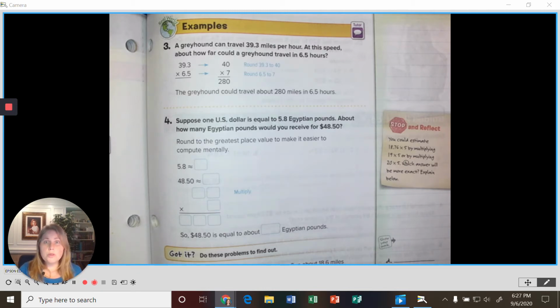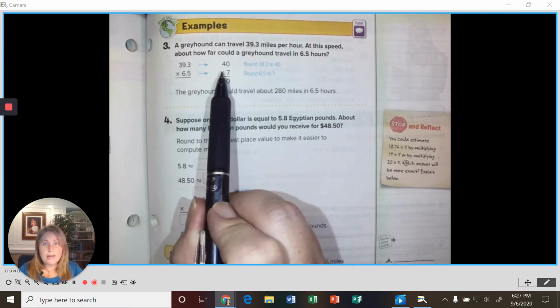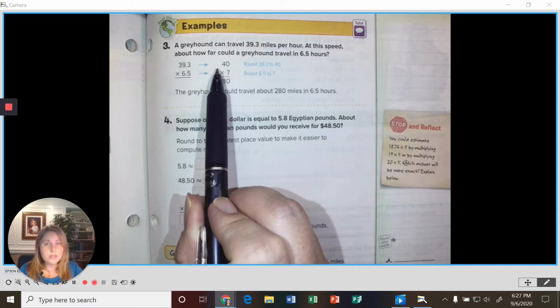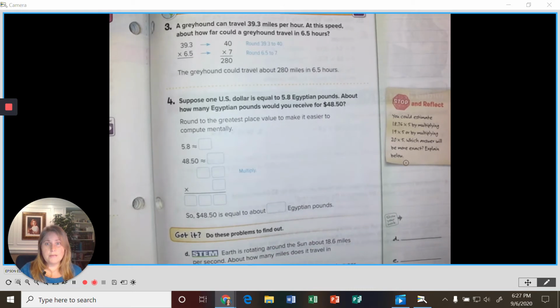Okay, so the 39.3, we can round that to 40. The 6.5, we can round that to 7. So remember, I can do this as a 4 times 10 instead of a 40. So 7 times 4 is 28. 28 times 10 is 280. So the greyhound could travel about 280 miles in 6.5 hours.